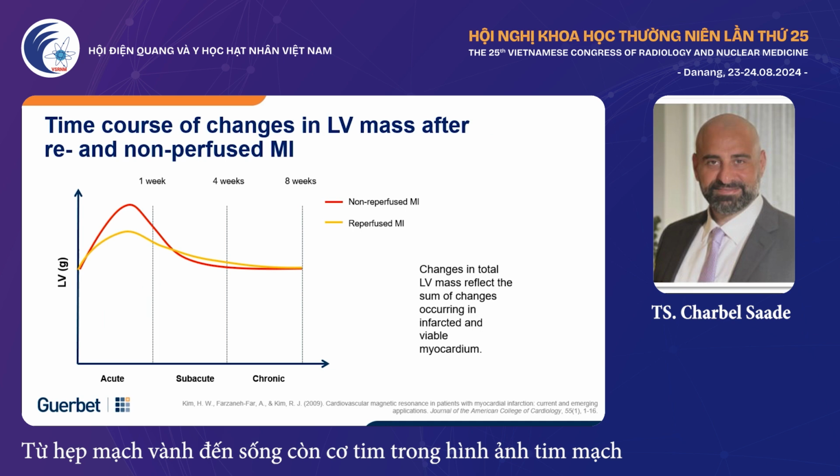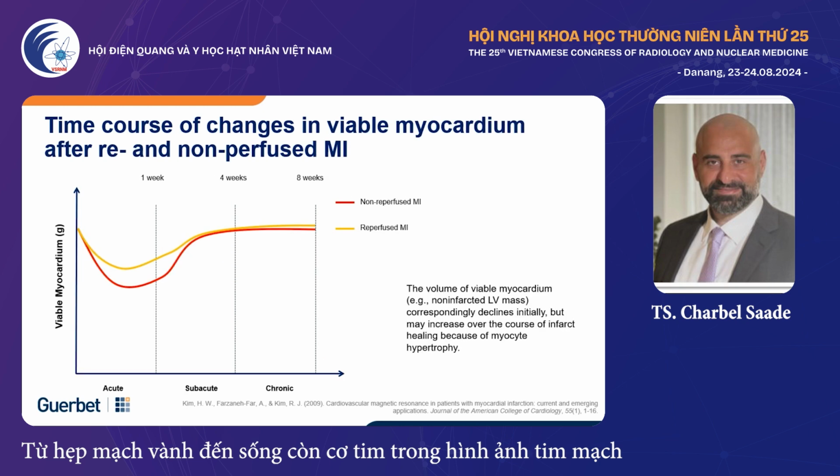Look at the left ventricular mass. Again, it's the same. After 4 weeks, it stabilizes. Otherwise, the left ventricular mass increases in size, and that's what we saw before in the T2 weighted sequence. If we look at viable myocardium, you need time for the infarct. It may increase or reduce over time due to myocyte hypertrophy, but usually 4 to 6 weeks is really good, especially between perfused and non-reperfused myocardial infarctions.